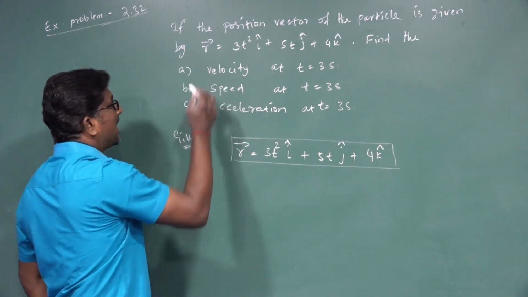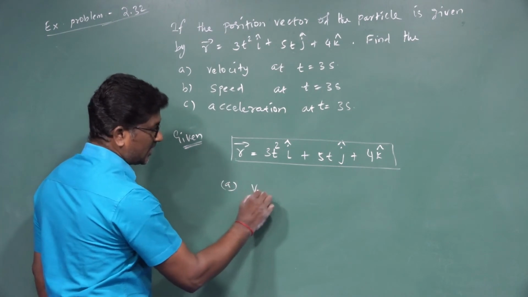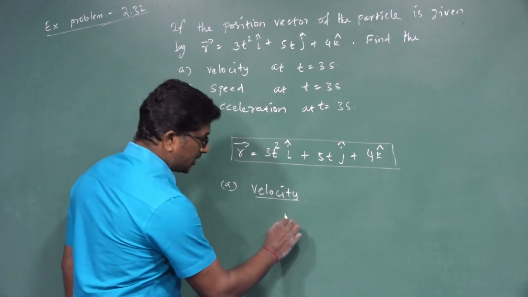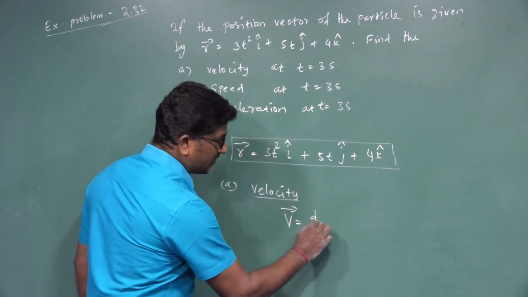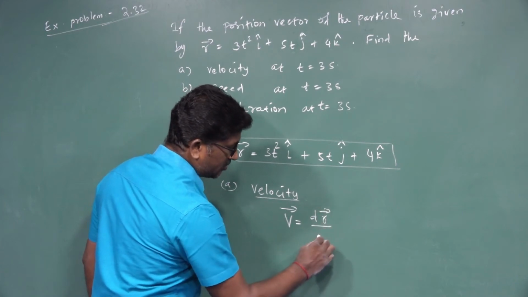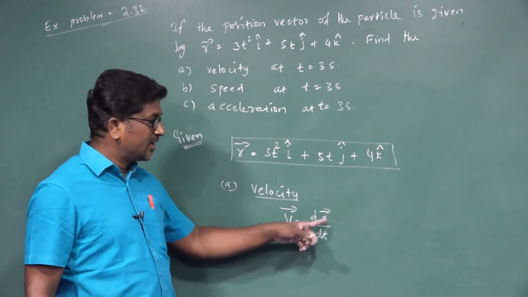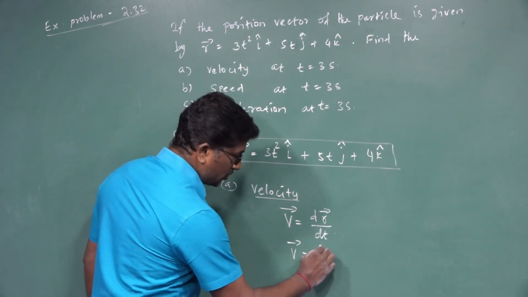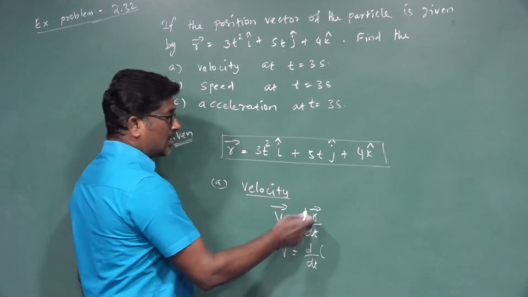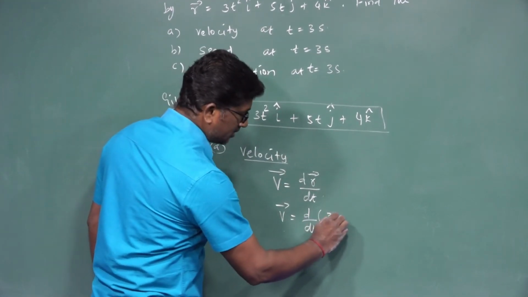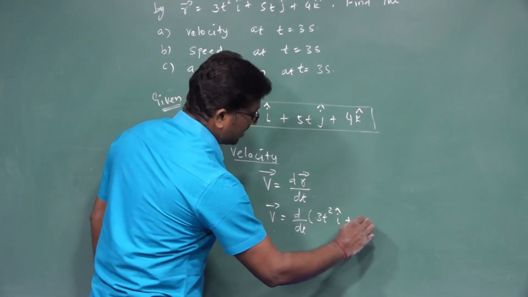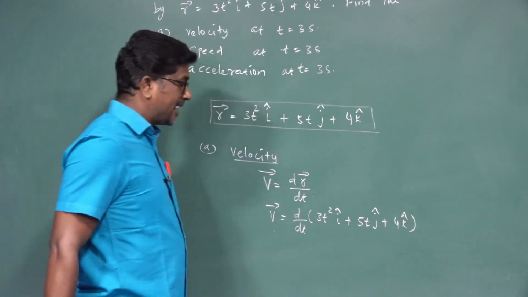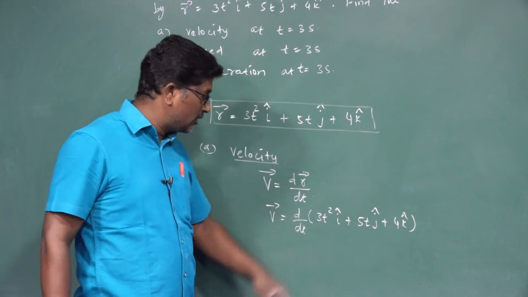First, what we want to find out? Velocity. What is velocity? The first derivative of the position vector is nothing but velocity. So v vector is equal to d by dt of r vector, that is 3t square i cap plus 5t j cap plus 4k cap. Now differentiate this position vector.